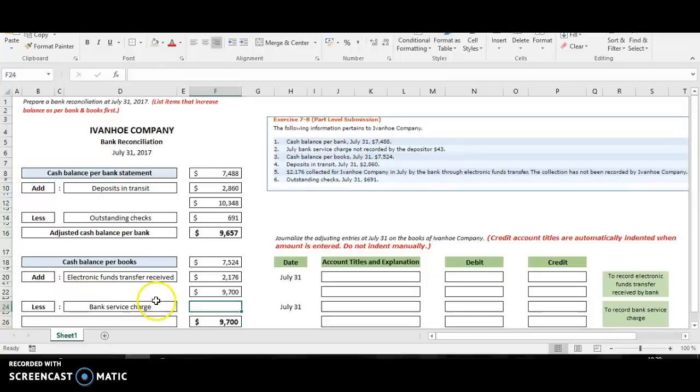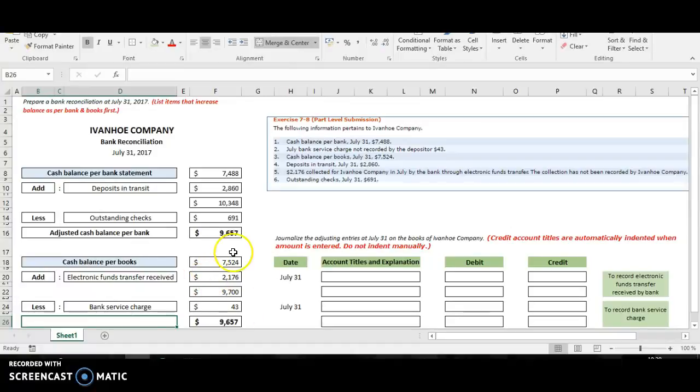This is considered as other payments. And regarding this, normally the company will already have recorded electronic payments. However, if this has not been the case, then these payments must be deducted from the balance per books on the bank reconciliation to make the company's records agree with the bank's records. So that's why we're putting this amount here. It already tells us that the service charge has not been recorded by the company. So we're going to put it here. That's going to be $43.